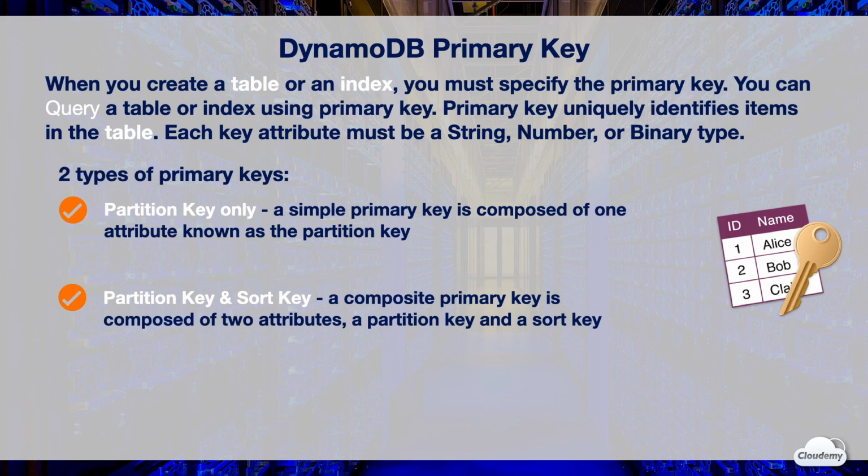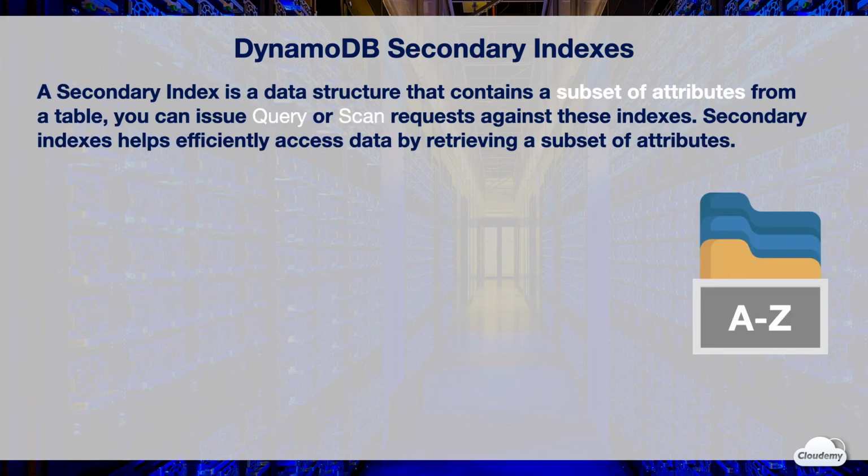A secondary index is a data structure that contains a subset of attributes from a table. DynamoDB allows you to create one or more secondary indexes, so you can efficiently access data by retrieving only a small subset of attributes. You can issue query or scan requests against these indexes. DynamoDB supports two types of secondary indexes, global secondary index and local secondary index.